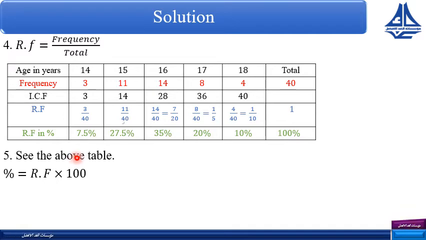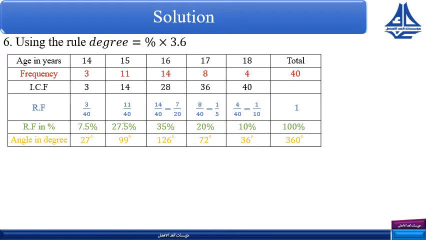In part 5, calculate the percentages. On the same table, guys, relative frequency percentage is RF times 100. We multiply each value of RF by 100, and the answers are as stated in the final row, the green row. The blue row is the answer of part 4, the green row is the answer of part 5. The total percentage is always 100.